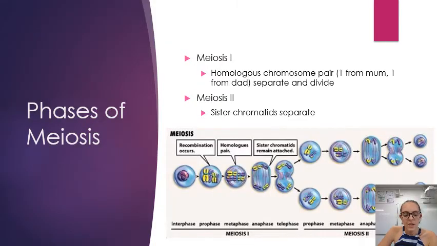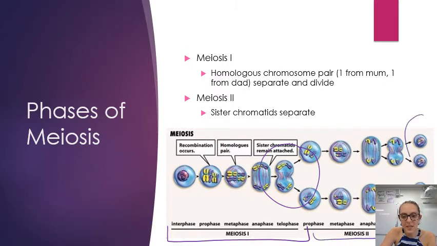Now, to orientate you with the phases of meiosis, the phases are named the same as mitosis, and there are a lot of similarities with just some key differences. We can group these into meiosis 1, which you can see here, and there is one division event happening there. And then following that, we have meiosis 2, where we have a second division event occurring.